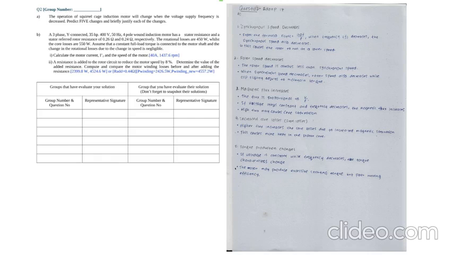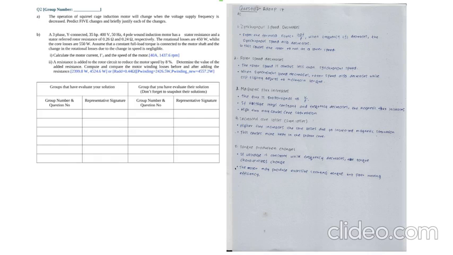Okay, so the first answer is synchronous speed decreases, which from the formula N_sync equals 120 F divided by P. When the frequency F decreases, the synchronous speed also decreases. This causes the rotor to run at a lower speed. The second one is rotor speed decreases. The rotor speed is always less than synchronous speed. When the synchronous speed decreases, rotor speed also decreases while slip slightly adjusts to maintain torque.